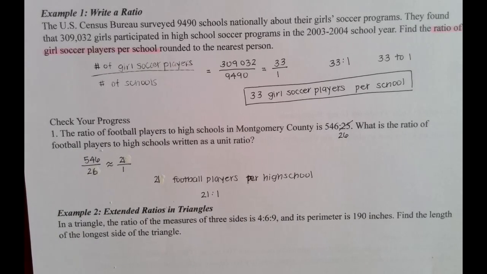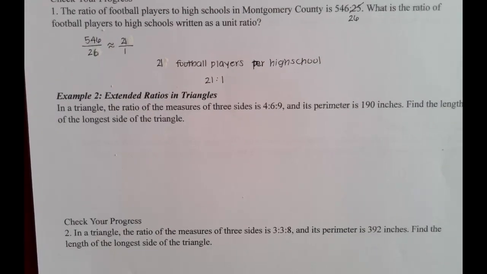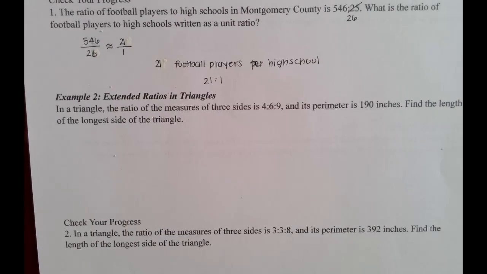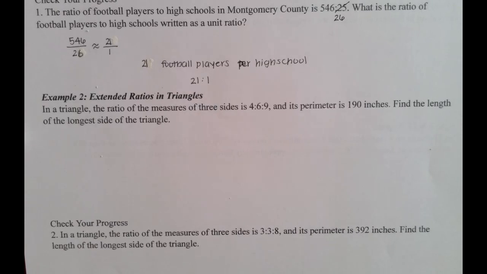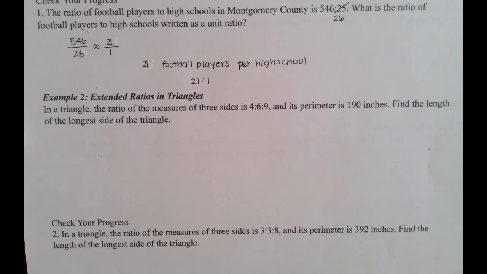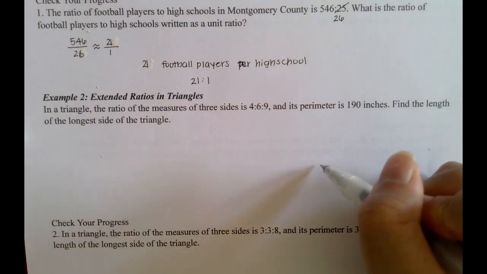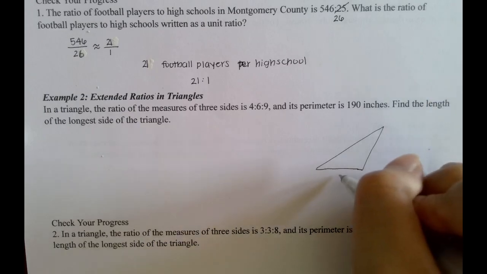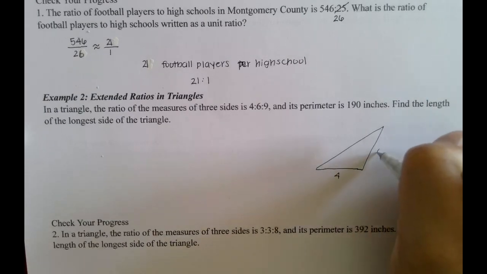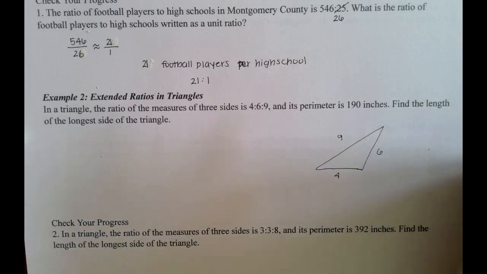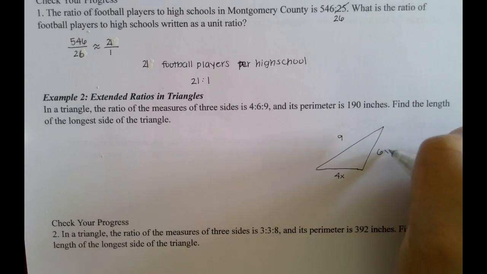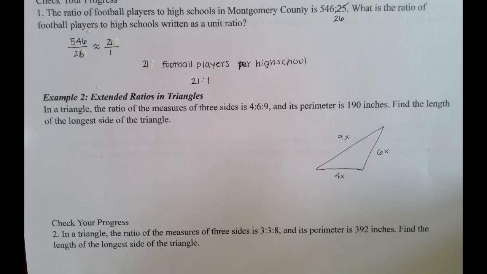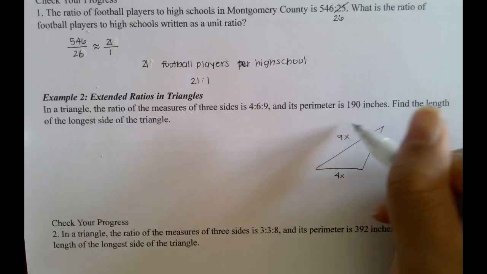Now we're going to extend it to ratios in triangles. In a triangle, the ratio of the measures of the three sides is 4, 6, 9, and its perimeter is 190 inches. We want to find the length of the longest side of the triangle. So we have some type of triangle here, and the sides compare as 4, 6, 9. That's the ratio, so it's 4 times whatever, 6 times whatever, 9 times whatever. Its perimeter is 190 inches.